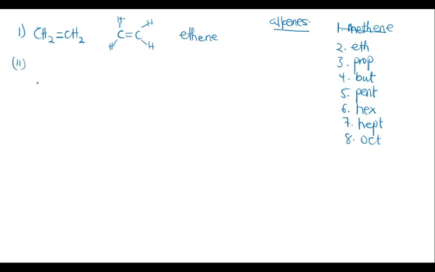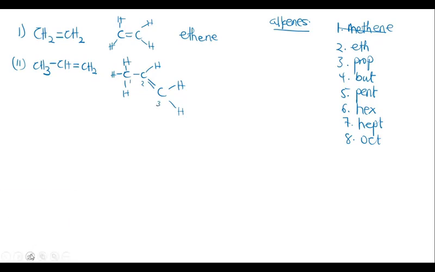Let's have a look at another example. So we have CH3, CH, double bond, CH2. Let's expand it. We have this CH3, then a carbon with just 1 hydrogen, then a double bond, and another carbon with hydrogen and hydrogen. If this is the expansion, we have carbon 1, carbon 2, carbon 3.